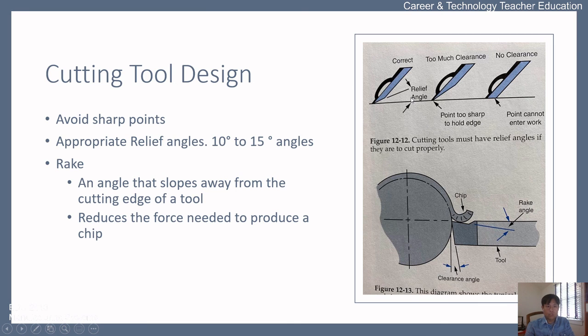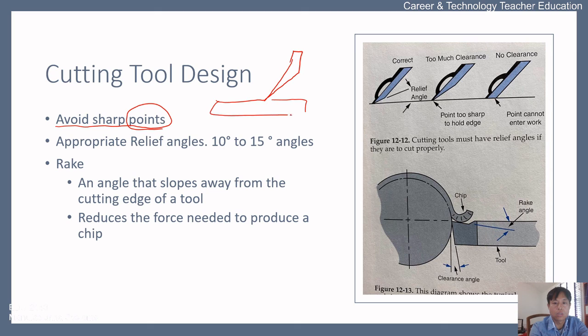The second one is cutting tool design. When you design a cutting tool, there are certain principles. The first one is to avoid sharp points. We should have a certain level of sharpness at the end, but if we have too sharp a point like this, then when we try to cut a material, the sharp point will break in the process. So we should avoid the sharp point.